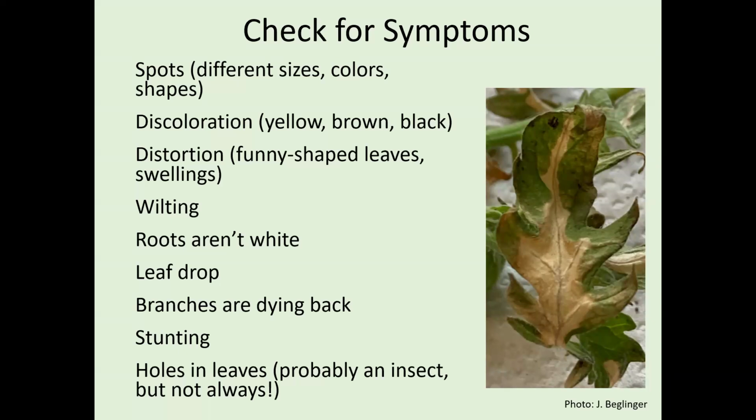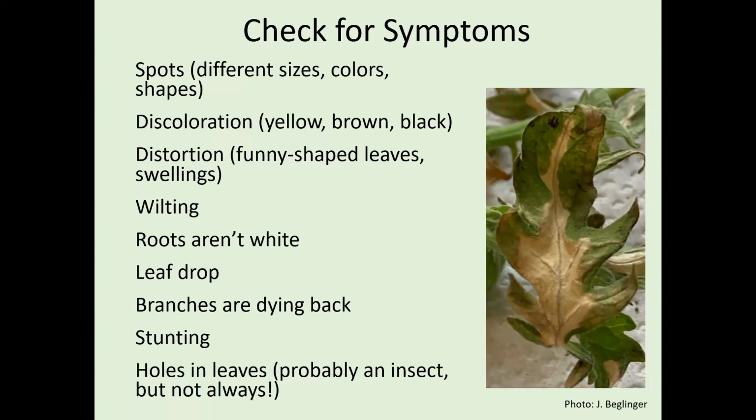You can have discoloration of the leaves, yellow, brown, or black. Leaves can get funny shaped. They can look twisted. They can have swellings. Sometimes a swelling or a bump can also be an insect. Wilting, plants wilt for a wide variety of reasons, but that's a symptom. If you have transplants or house plants, you can always look at the roots. Nice, healthy roots should be a nice bright white. If you've got real brown roots or black roots, then you probably have some kind of disease or rot starting to happen.